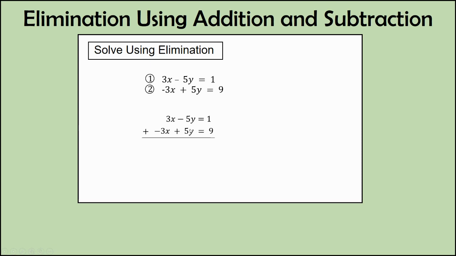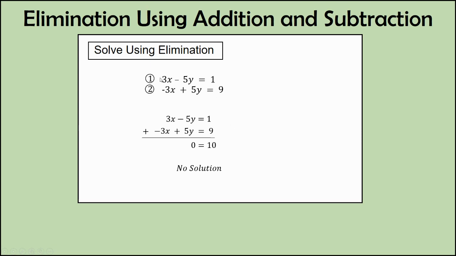So when I add together here, I actually wind up with elimination of both variables. 3x plus negative 3x, 0. Negative 5y plus positive 5y, 0. 1 plus 9, 10. Now, just like when we solve equations, if our variable terms all cancel out, I have to look at what remains. Is this true or false? Does 0 equal 10? No. Since 0 does not equal 10, it's a false statement. That means there's no solution to the problem.